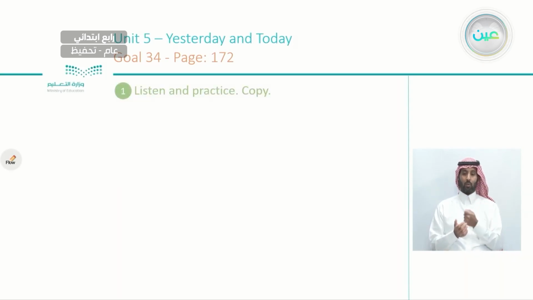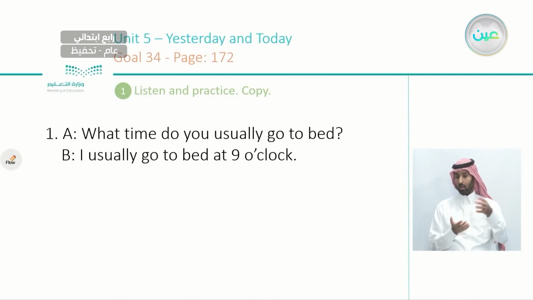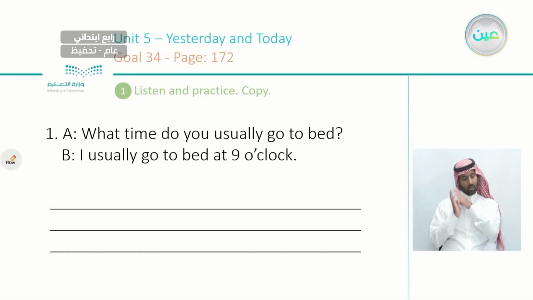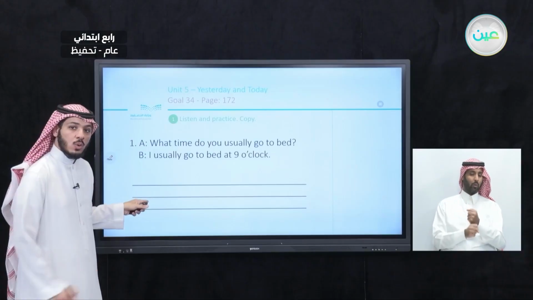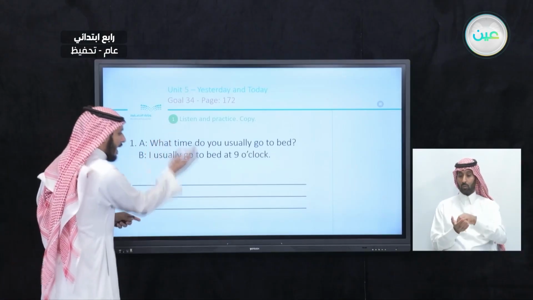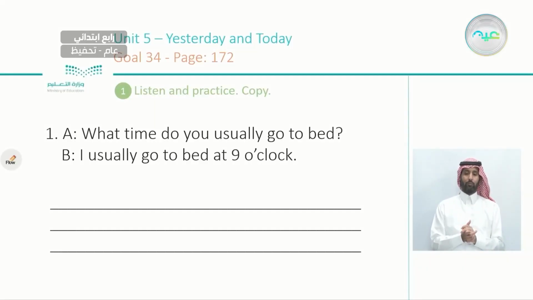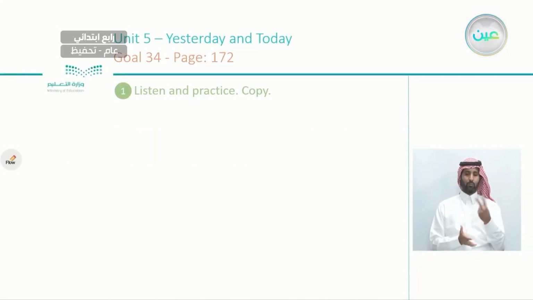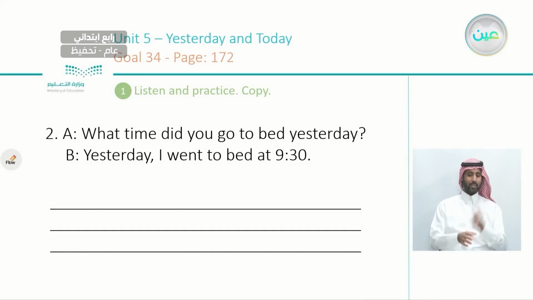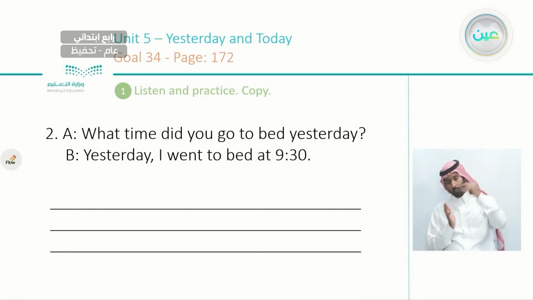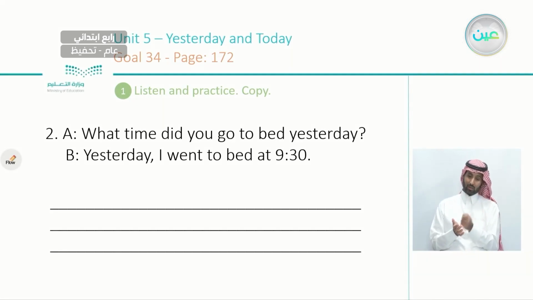number 1, listen and practice, copy. So, number 1, A says, what time do you usually go to bed? He says, I usually go to bed at 9 o'clock. Okay, now what we'll do, you will copy it. You will write it again here. Write the same sentences down here. Okay, number 2, what time did you go to bed yesterday? Yesterday I went to bed at 9:30, and also copy the sentences right here.